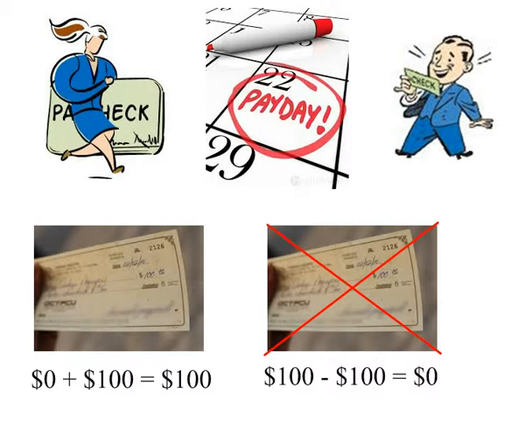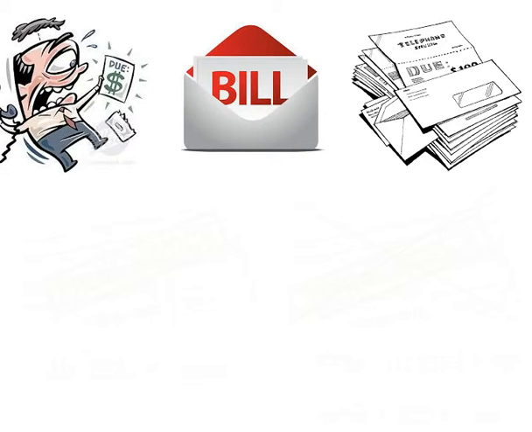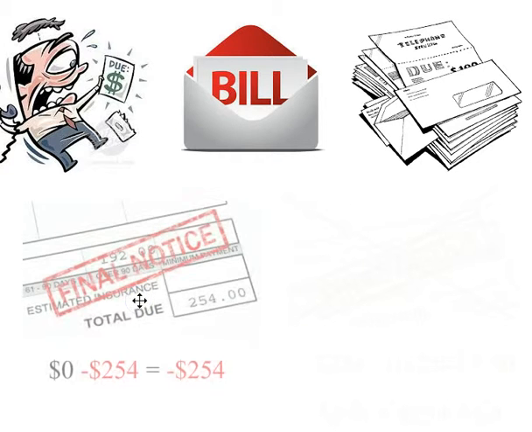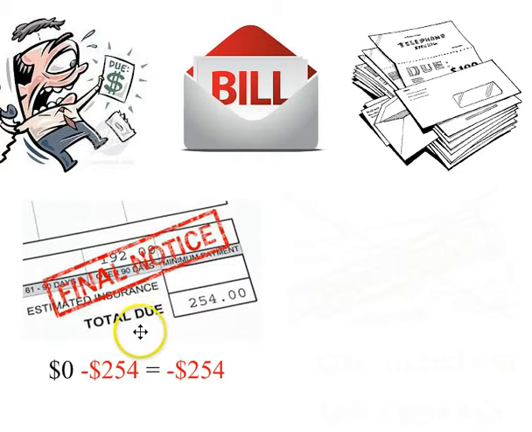Okay, so let's think of the other side of the real world. Bills. Ah, no, end of the month you've got some bills due. So let's say you get a bill, final notice. You owe $254 for your insurance. Oh my gosh, but I have no money in my account. So if I'm going to take out 254, I'm going to be at negative 254. Ugh, what a headache. But wait, there's hope.